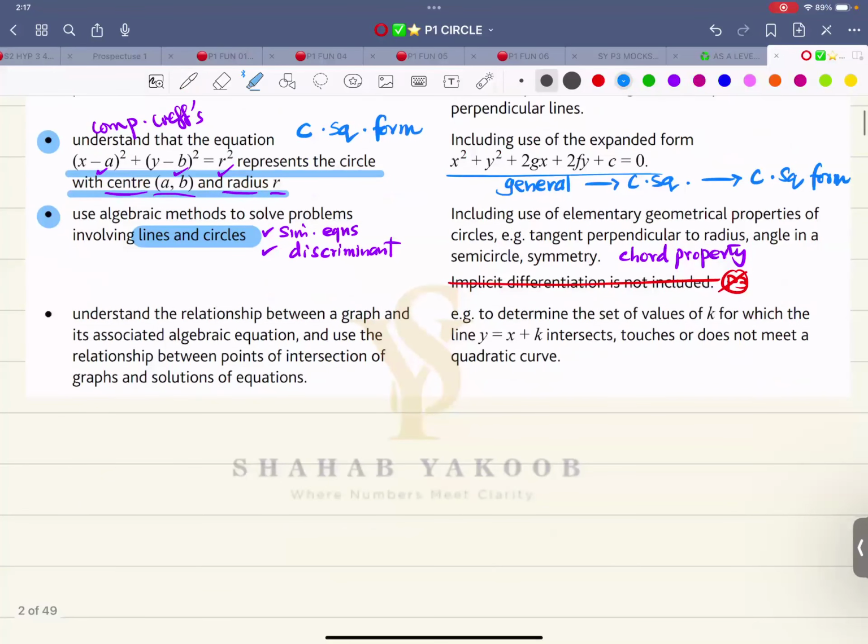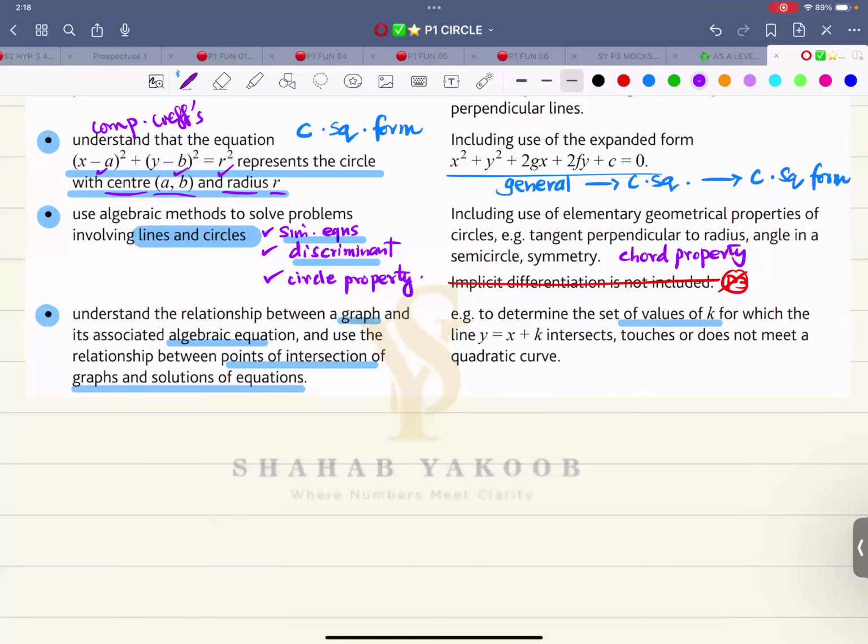And then the last point is understand the relationship between a graph and its associated algebraic equation, and the use of relationship between points of intersection of graph and solution of equation. So that is like simultaneous and discriminant: set of values of k for which the line intersects the curve, touches the curve, does not meet the curve. So this is all about the discriminant, and then it's about circle property. And of course, straight line will again come over here. So all these things are there.